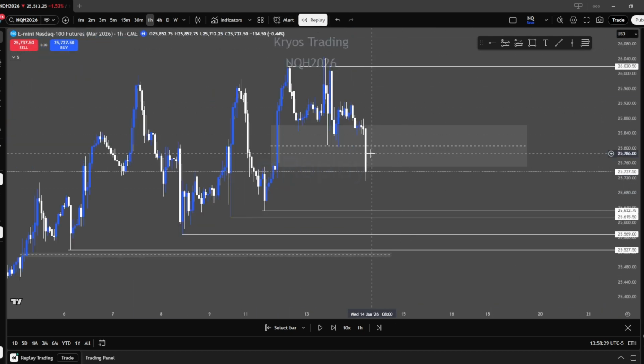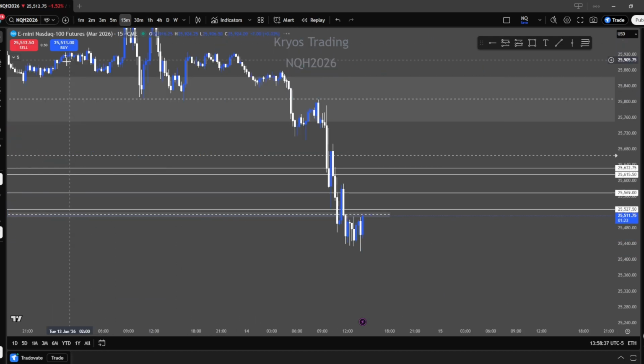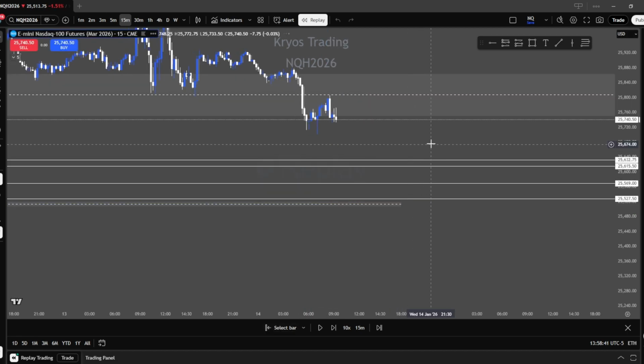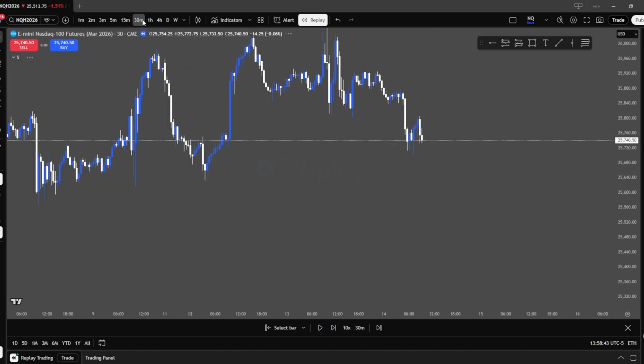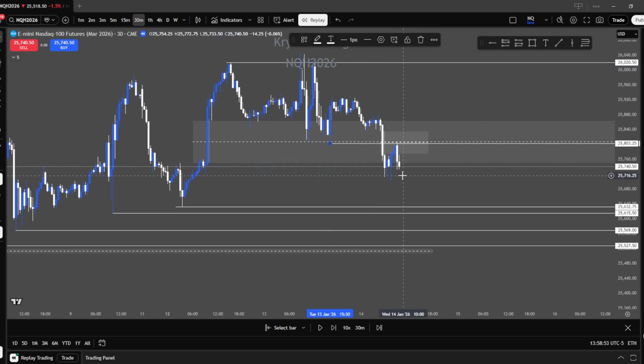Going down to, let me go to New York Open. What's happening? TradingView is always messing with me. So 9:30 right here. So going to the 30-minute. As you can see on the 30-minute, we're also bearish. So we have a strong close below this low.